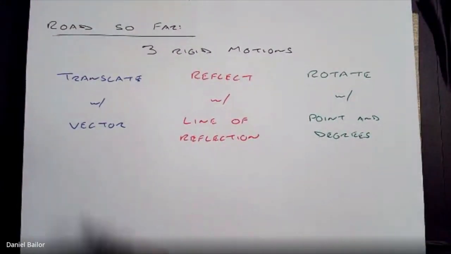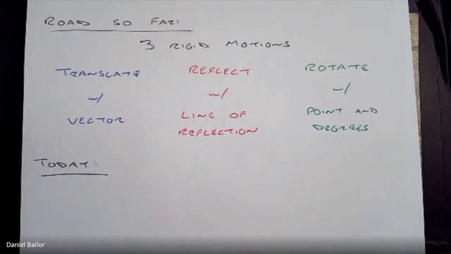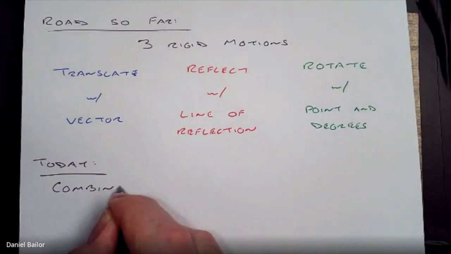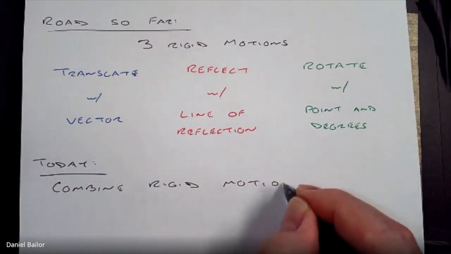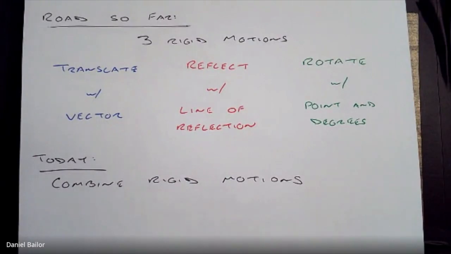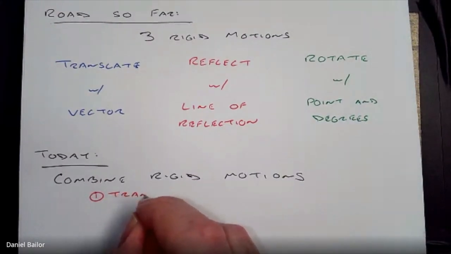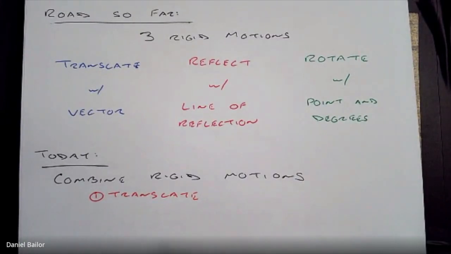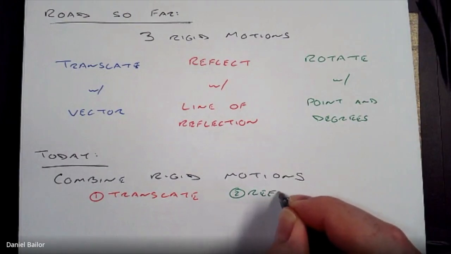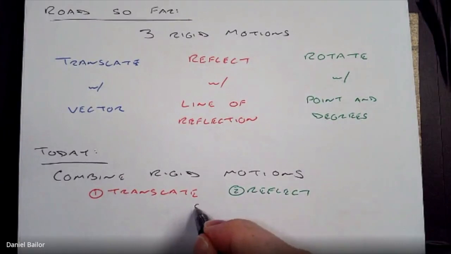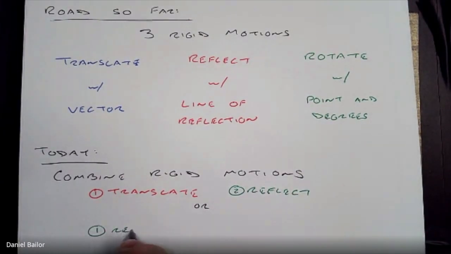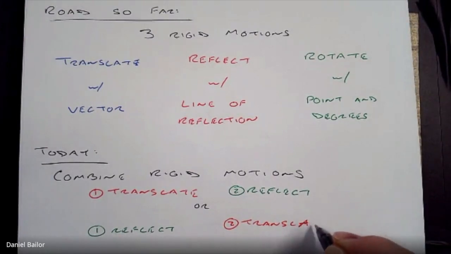Today we are going to combine rigid motions. We're going to actually do 2 of them. Now we cannot do both at the same time, but we can do them in a certain order. So we're going to do 2 different things today. Step 1, we'll translate, and step 2, we'll reflect. Or step 1 will be reflect, and step 2 will be translate. We're going to see if the order matters. Does the order of what we do matter?